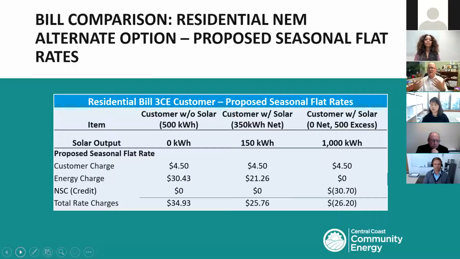Again, that credit rate is higher, so their total charge is a credit of $26.20 for this month. So again, it's going to depend not only on how you use power, but when your solar is generating, whether the proposed time of use rate or the seasonal flat rate makes sense for you. Next slide, please.